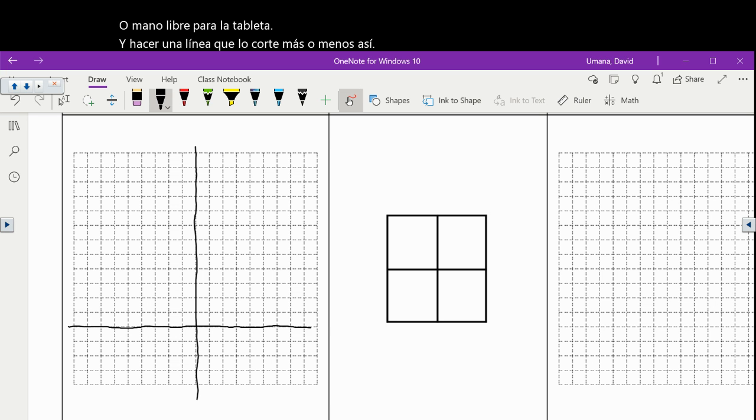Mister, which one are you on? On the one right underneath. Yeah, the one right underneath.